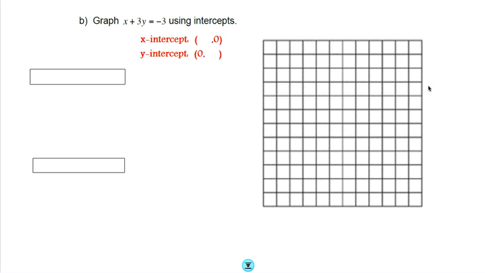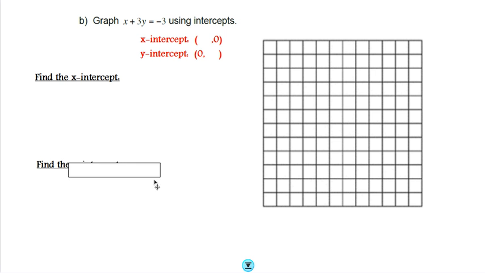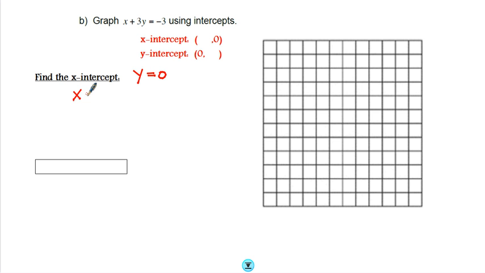All right, for those of you who are following along, again, we're going to find intercepts. Let's do the x-intercept first. The x-intercept is when y is 0, so let's make y 0. Then you would have x plus 3 times 0 is -3. Anything times 0 is 0, so it cancels out. So x is equal to -3. That's it. So the x-intercept will be -3.